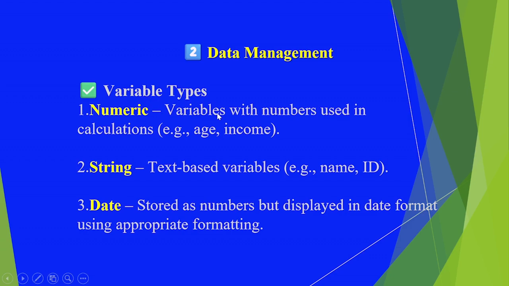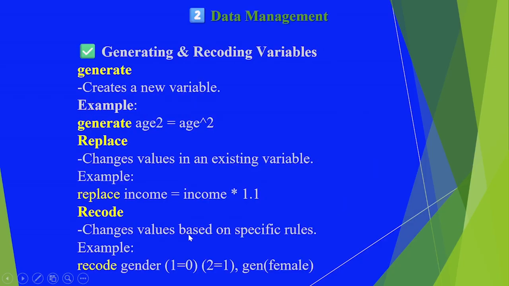And remember, numeric variables are variables with numbers which are used in calculations such as age, income, and others. Maybe you can say GDP, temperature, etc. And string variables are simply text-based variables such as the names of respondents, IDs, names of cities, and similar. And we have date, which are stored as numbers but will be displayed in date format using appropriate formatting.